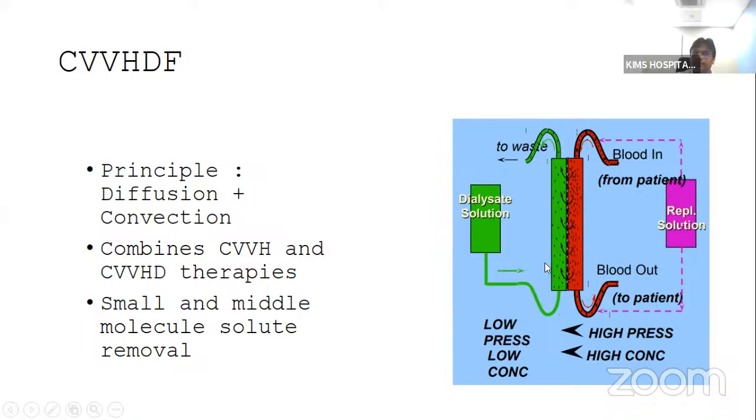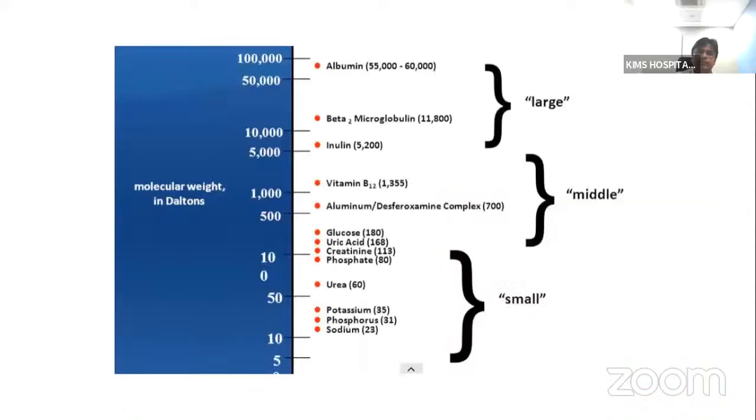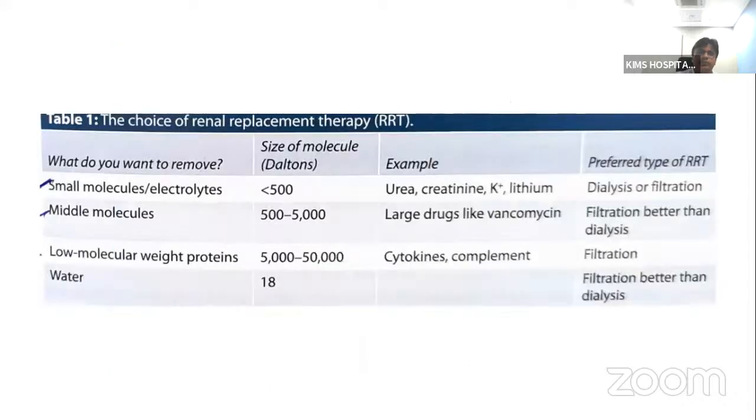And as some convection is also going on, the fluid is getting removed. Along with the fluid, the middle molecules, and to some extent the large molecules, also will get removed. After this removal, the replacement fluid gets added. The replacement fluid can be added pre-filter as well as post-filter. Once after adding this replacement fluid, the blood will go into the patient. So this mode is most effective for removal of small and middle molecules, and to some extent the large molecules. So these were the molecular size and removal.